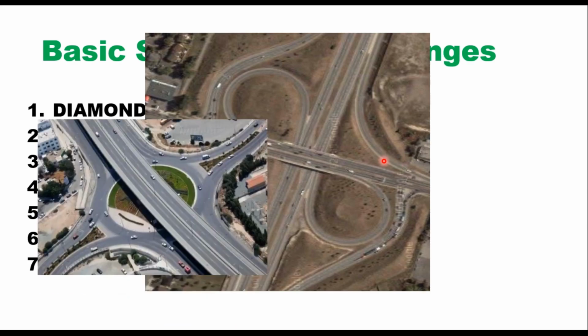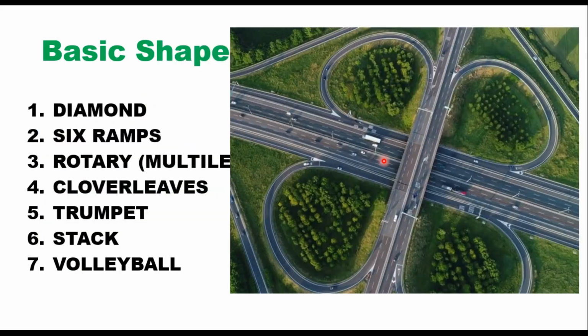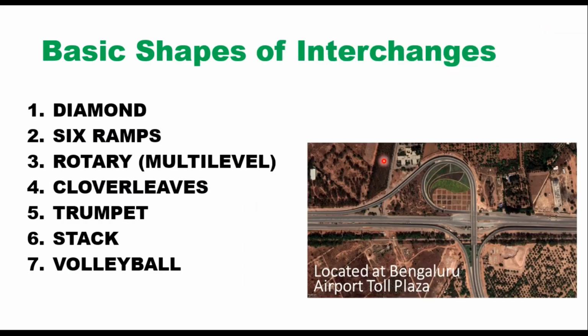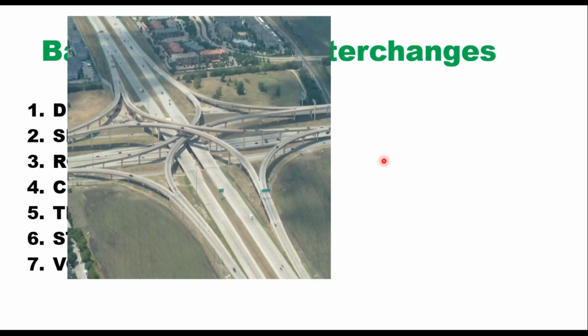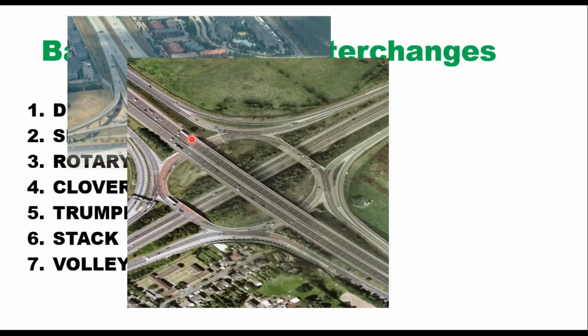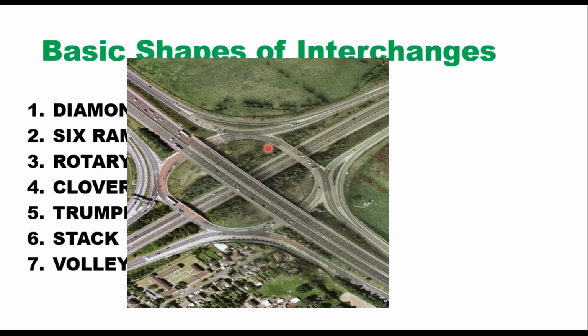Rotary can be either a two-level, three-level, or even four-level also. The clover leaf is the most commonly used interchange, where you have four loops and four outer connections. Trumpet is provided at a T junction or a Y junction. Stack is a multi-level structure where the movements are separated vertically at the same point at the center of the intersection. And volleyball is a variant of stack. We provide a three-level structure and turning movements are at the same level.